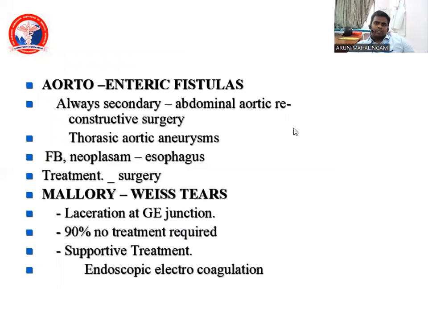Aortoenteric fistulas are always secondary to abdominal aortic reconstructive surgery, thoracic aortic aneurysm, foreign body, neoplasms of the esophagus. Treatment is always surgery.